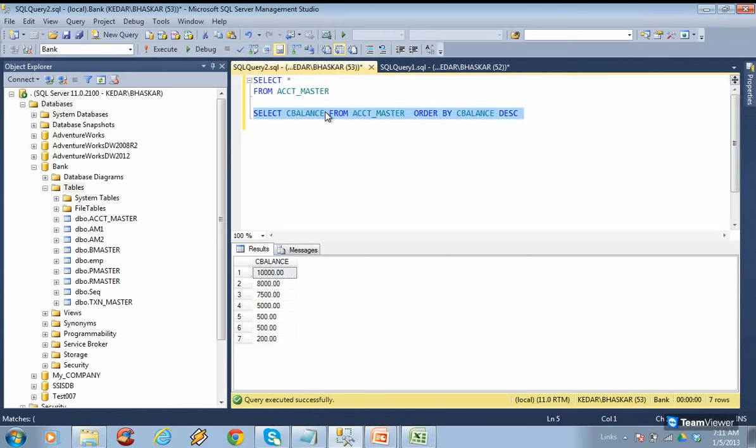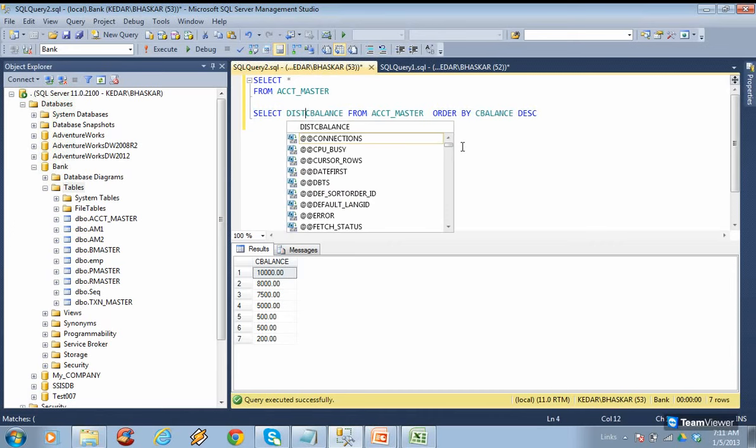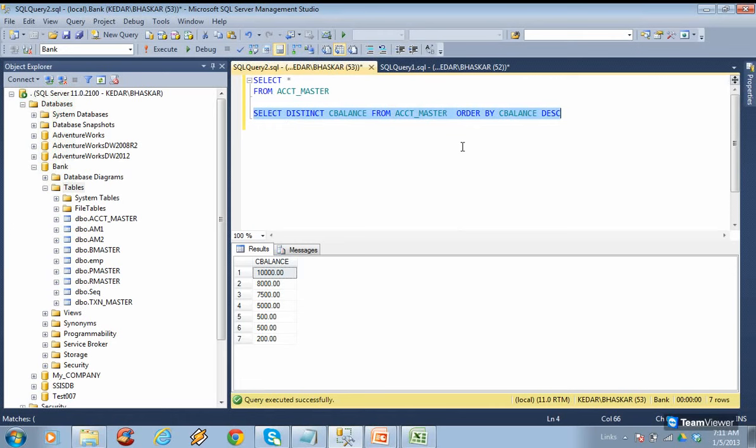10,000, 8,000, 7,500, 5,000, 500, 500, 200. You may have some duplicates, you may not. So now you need to use distinct, and if I use distinct, duplicates are eliminated. Then after that, I need say the top fourth. Fourth means I need to find out who is having the fourth highest balance. So you have to use after distinct 3 or 4, whatever it is. Now you will get 10,000, 8,000, 7,500, and 5,000.